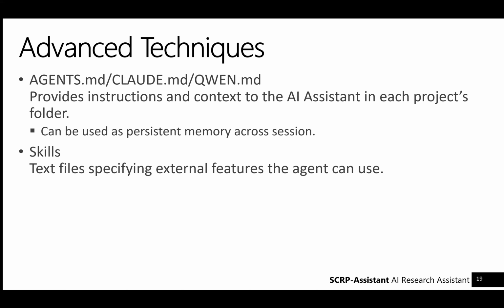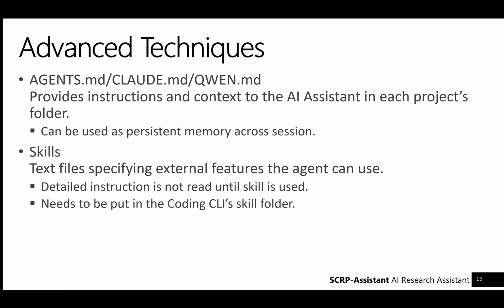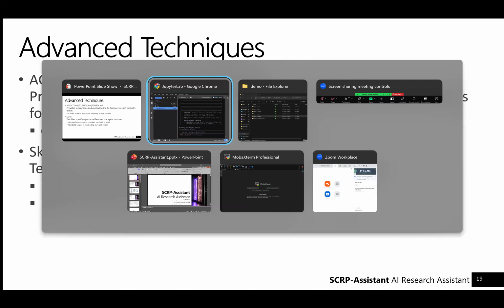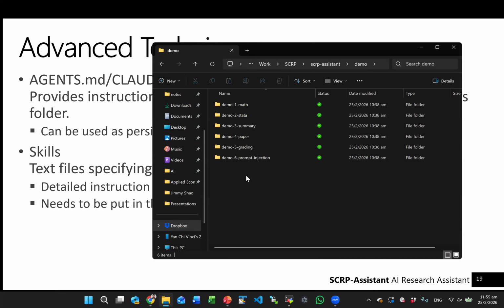Skill text files specify external features that agents can use. It's actually very straightforward these days. You have to put in detailed instruction. The thing about skill is that it first reads some sort of one-line instruction, and then you could have very long instruction, but that would not be read until the AI actually decides to use the skill. The reason you want to do this is that you don't want to use up the context window. So that's why the skill was developed for that purpose. You need to put it in a coding CLI skill folder. There's online instruction for that, but the format itself is quite straightforward.